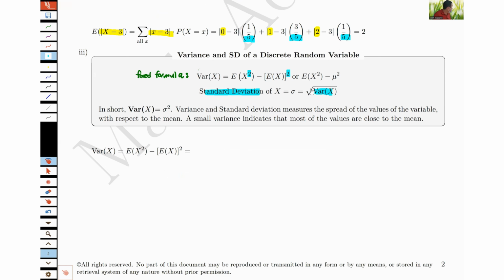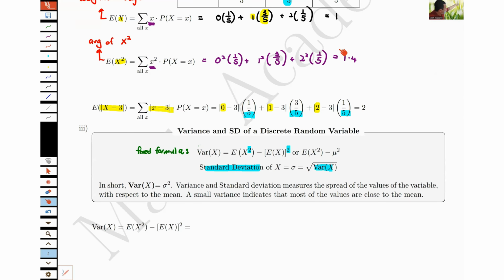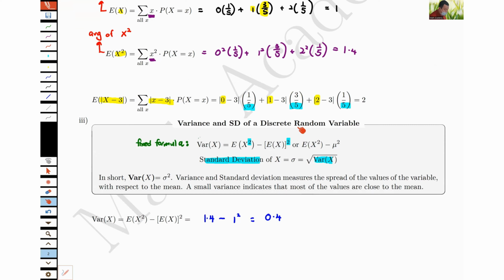It's a fixed definition. Can we find this value first before I talk about what it represents? So this first term with the x squared is referring to this value with the 1.4. The second value on the right is the expectation squared, which is the 1 squared. So this value is, therefore, we take 1.4 and I subtract 1 squared. We will get this number 0.4. So what is the meaning of 0.4?